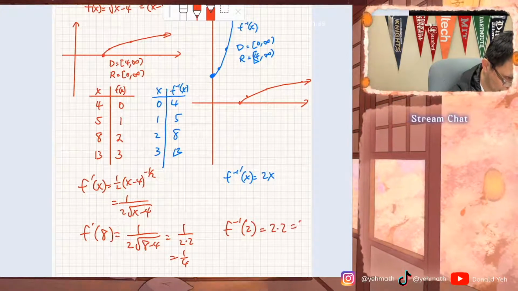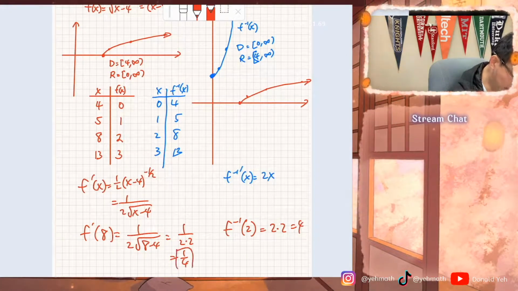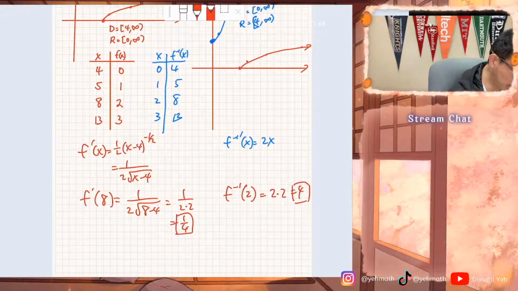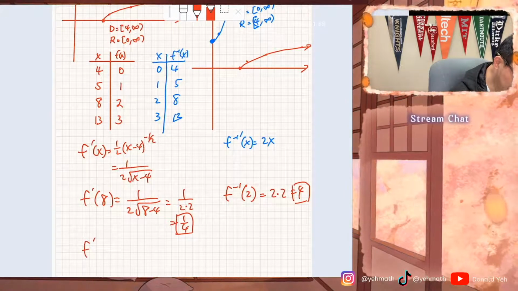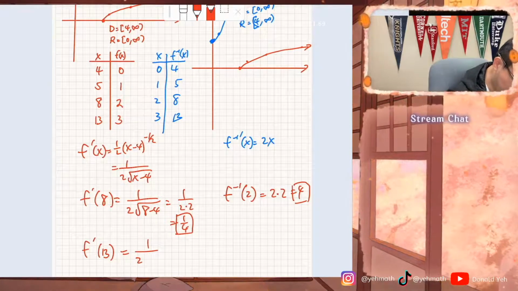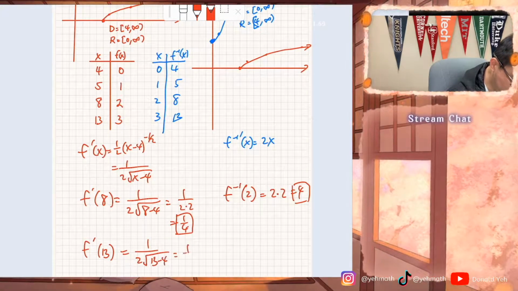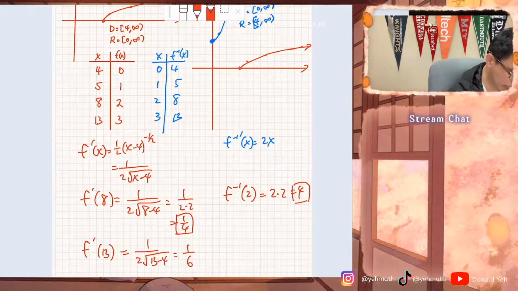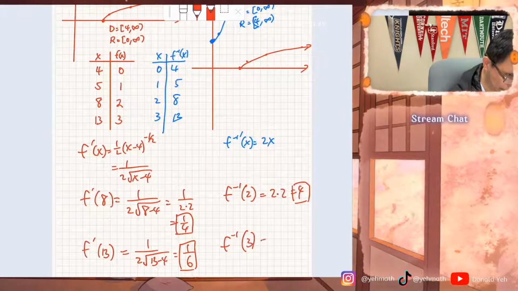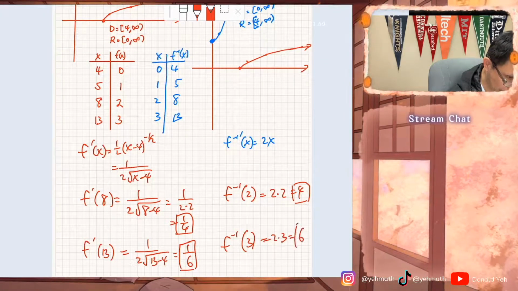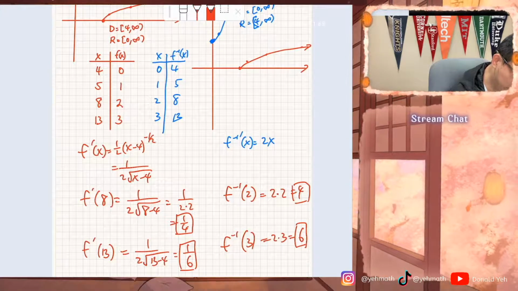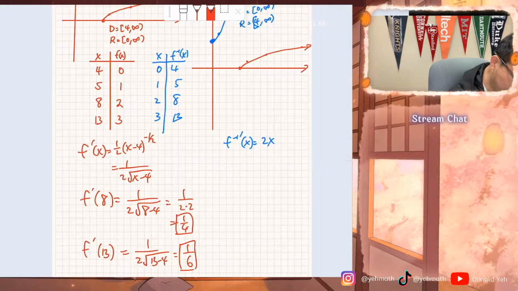So 2 times 2 is equal to 4. Do you see the relationship? And if you don't, I'm going to do one more. Let's say 13. So 1 over 2 times square root 13 minus 4, that's equal to 6. And the f inverse of 3 is 2 times 3, which is equal to 6. Do you see that? And all this should be blue. Let me do that in blue, so that way you see it.